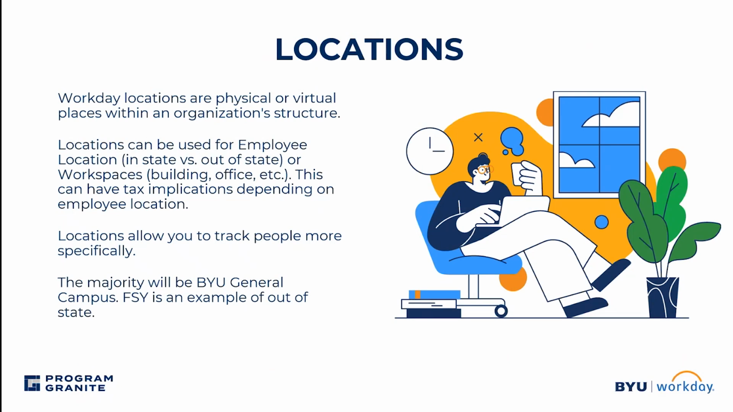Okay, awesome. Next is locations. So Workday uses locations, physical or virtual places within an organization structure. We wanted to call this out, but for BYU, most people are going to use BYU General Campus, but there are some areas that don't. Like, for example, FSY, we have employees who work in other states, and so we're able to group them together by their location. But you can see how this would be important for maybe a global organization, that they group them together by state. If you have workers in California, workers in New York, different things like that. But most of the time you're going to be seeing BYU General Campus, but all of the other locations that BYU uses are there and are used.